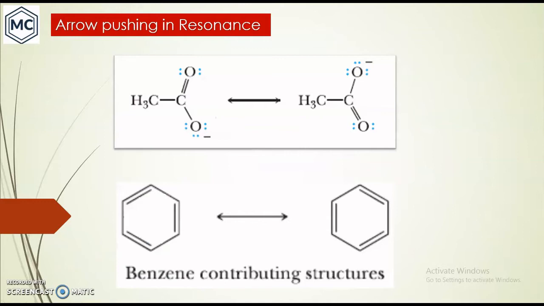Can you show how to do arrow pushing in a resonance structure here? I have given two examples: one is the acetate anion, another one is benzene. How can you show your arrows in these resonance structures? In acetate, you can show it like this: the electron is moving from this oxygen to here and it becomes double bonded, and this double bond breaks. And how about benzene? In benzene, you can show it like this. So this arrow is indicating the electronic movement.